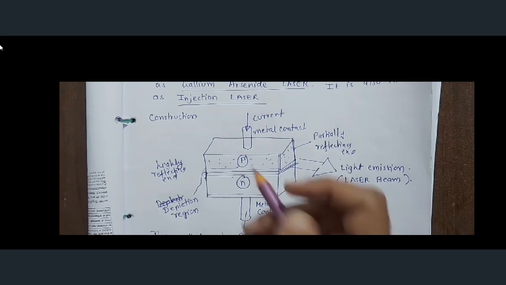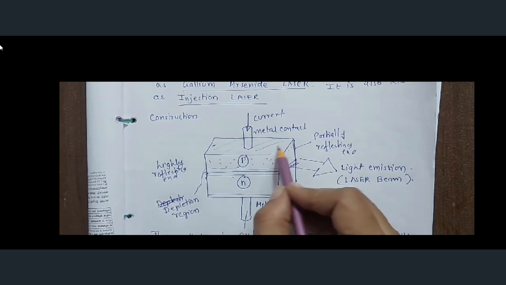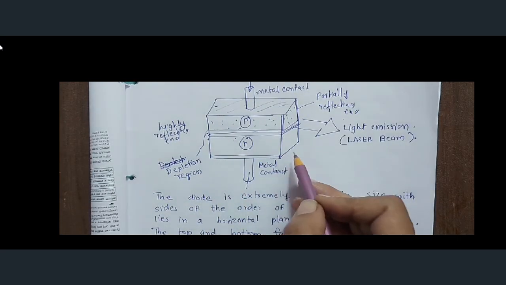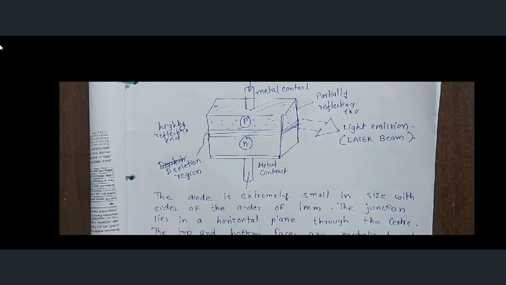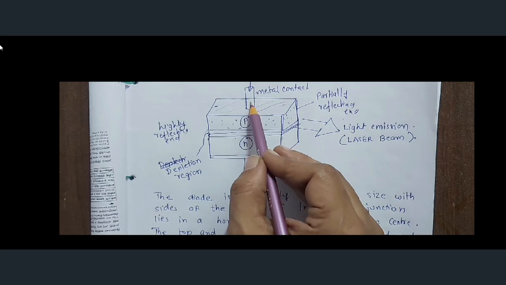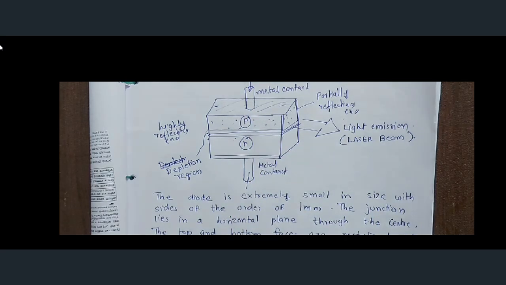See here, on the two faces below also metallic contact is established, and as a result the current can flow. Top and bottom faces are metallized, and ohmic contacts are provided to pass current through the diode.